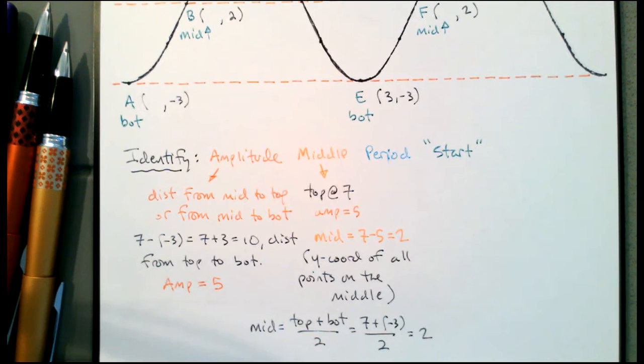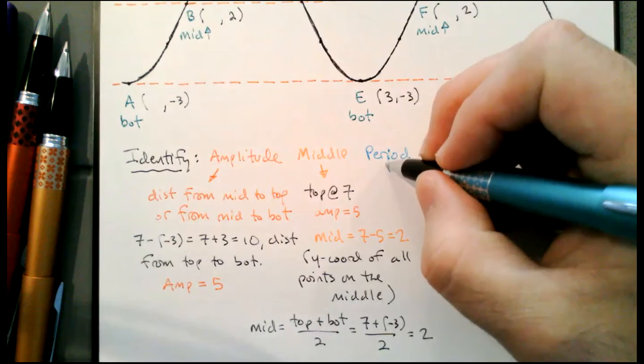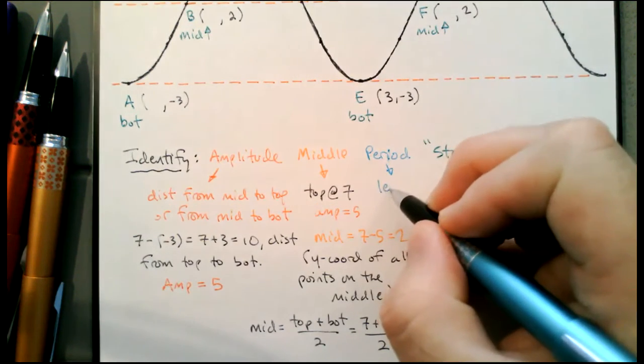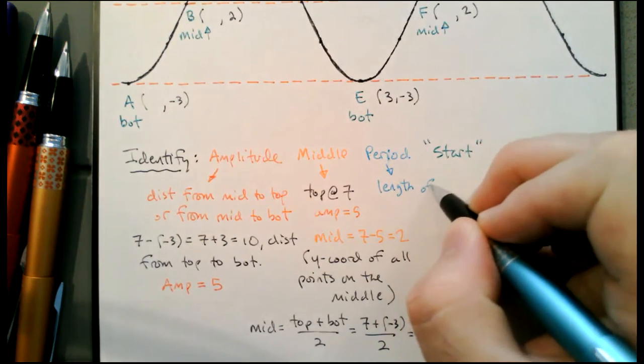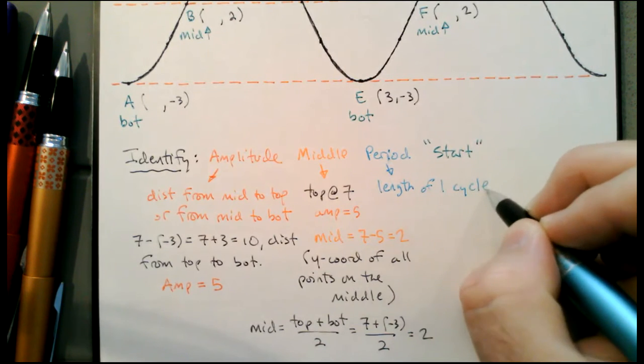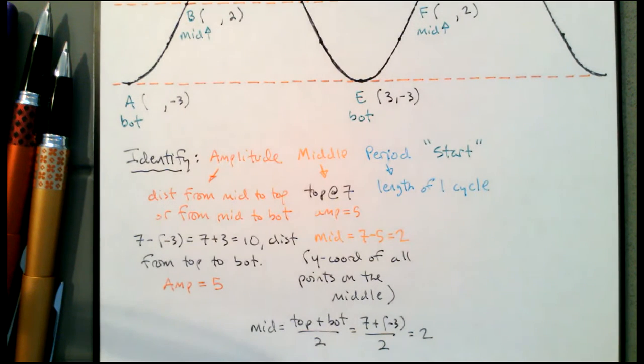Next up, we want to find the period. The period is the change in x for the length of one cycle. So from the bottom to the bottom, from the top to the top, from the middle going up to the middle going up, or from the middle going down to the middle going down. So the period is the length of one cycle. So that's the top to the top, bottom to bottom, and so on.